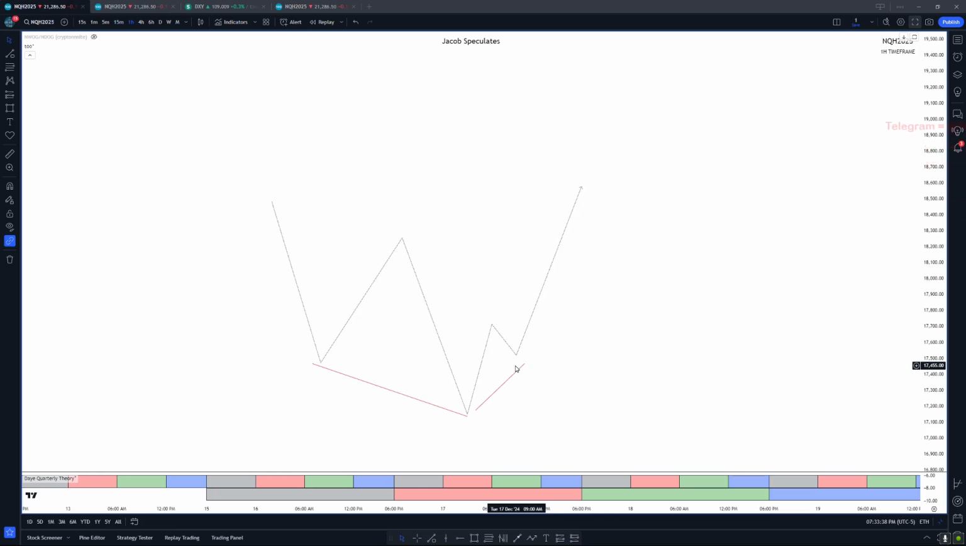No, I do not use any other indicators besides the ones that you guys can see. These two, and this one is just so it puts my name up there, and then the quarterly theory one.